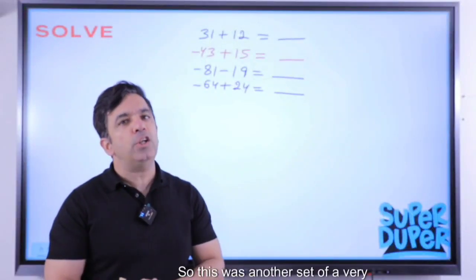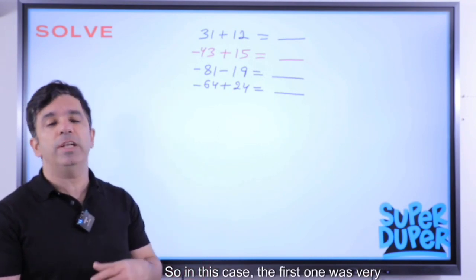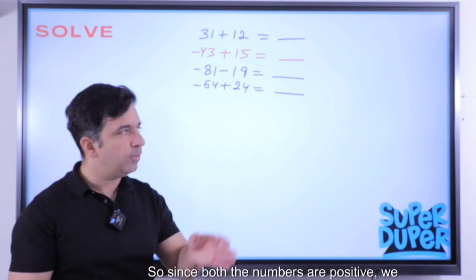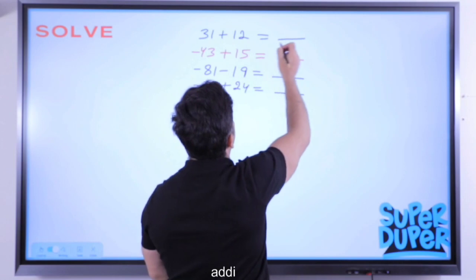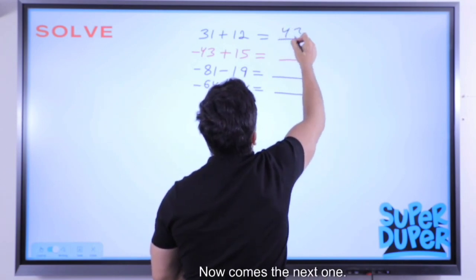So this was another set of very straightforward questions. In this case, the first one was a very simple one. It was 31 plus 12. Since both the numbers are positive, we know that the answer would be simply the addition of these two, that is 43. Now comes the next one.